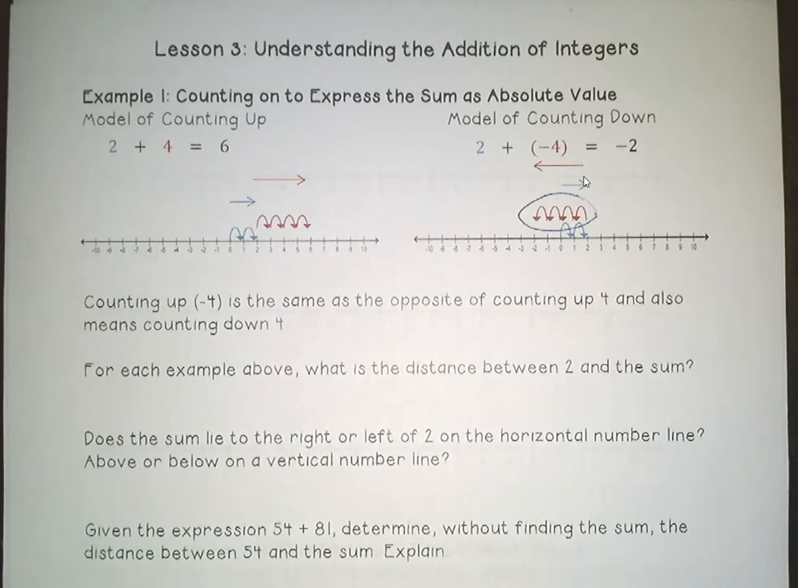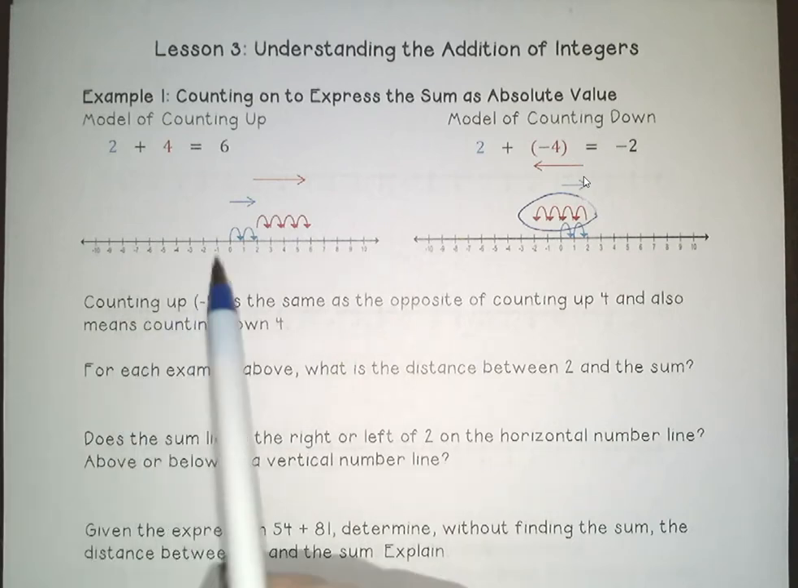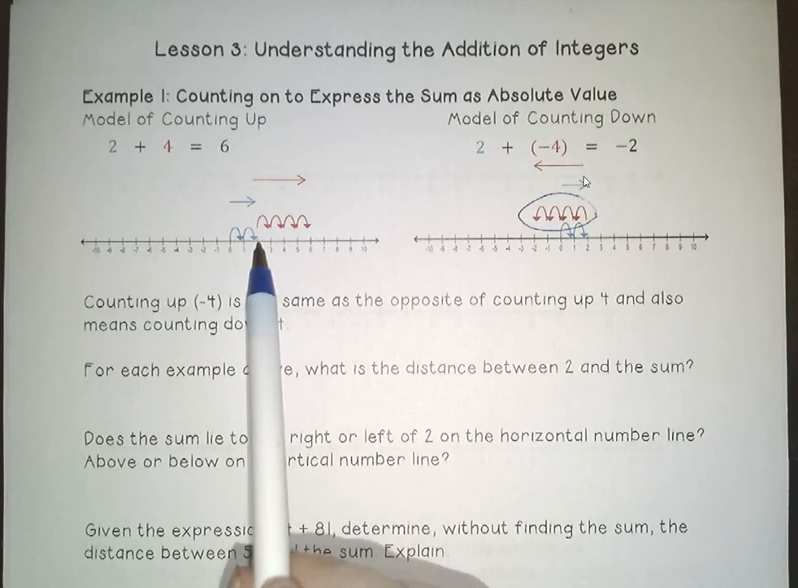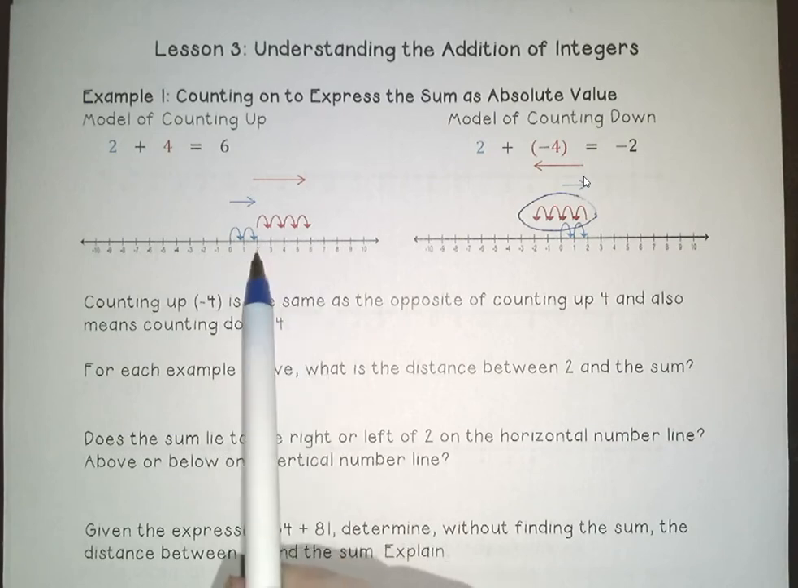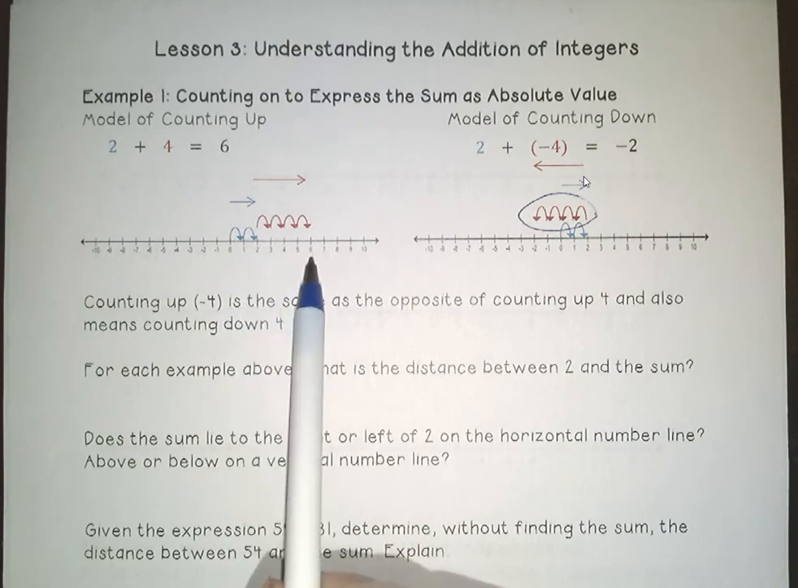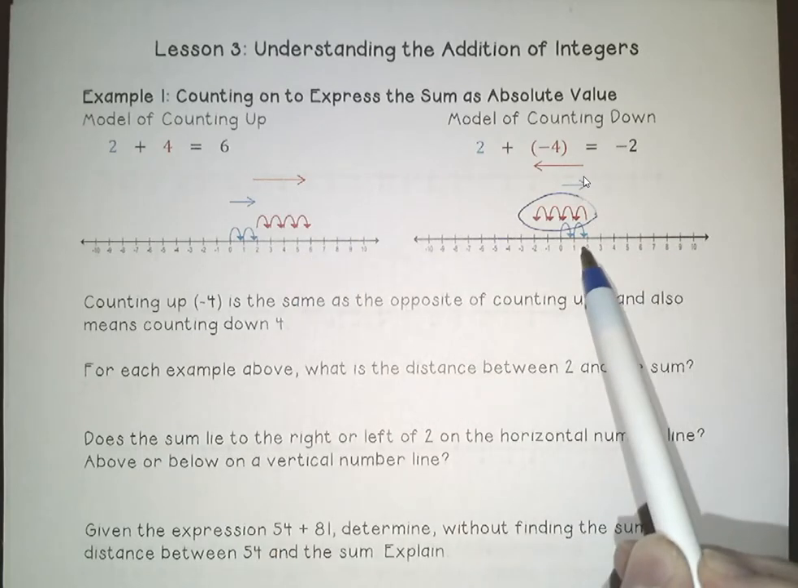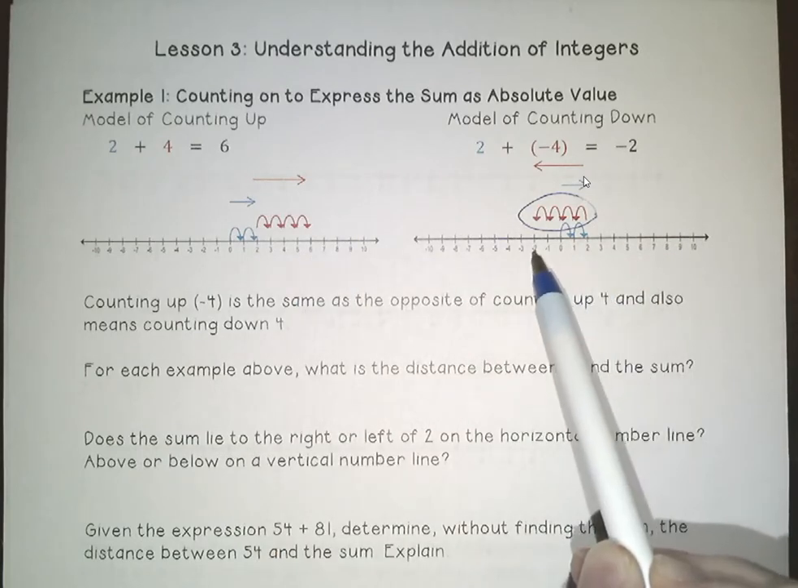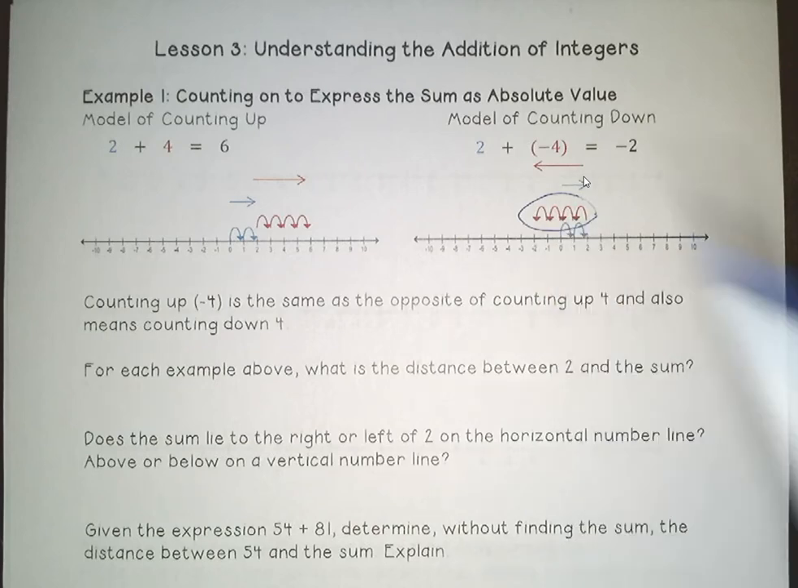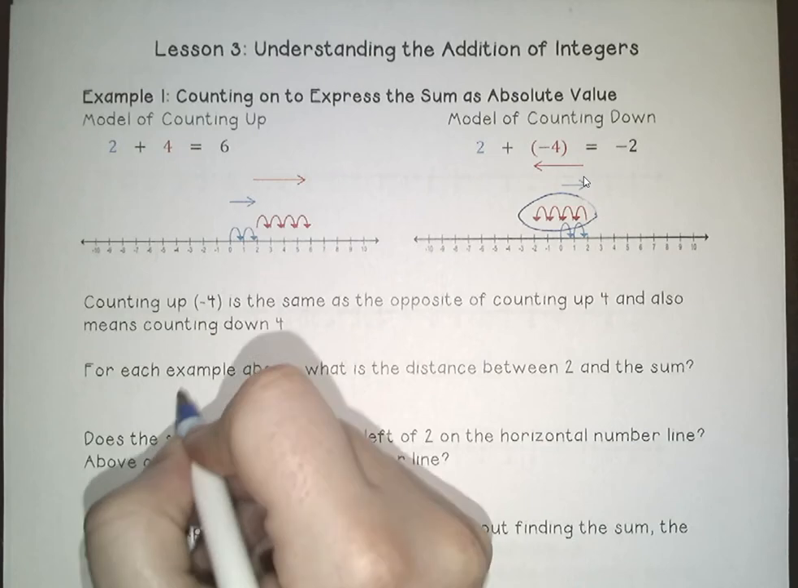For each example above, what is the distance between 2 and the sum? Between 2 and 6, we have 4. And the distance between 2 and negative 2 is still 4. Right? So the distance between 2 and the sum is 4.